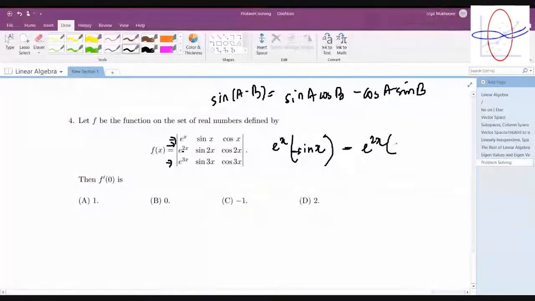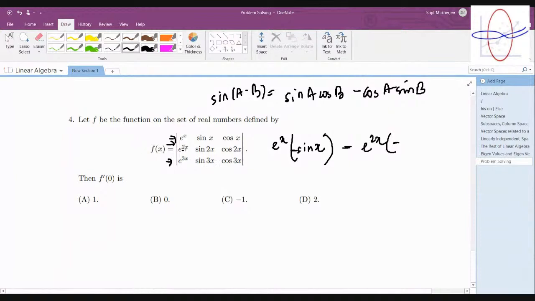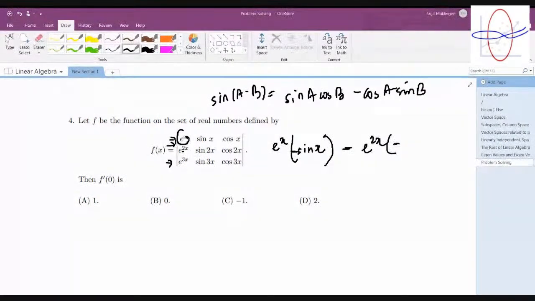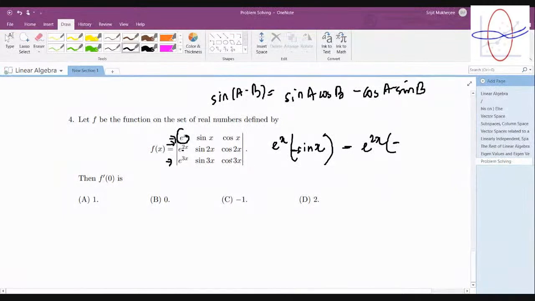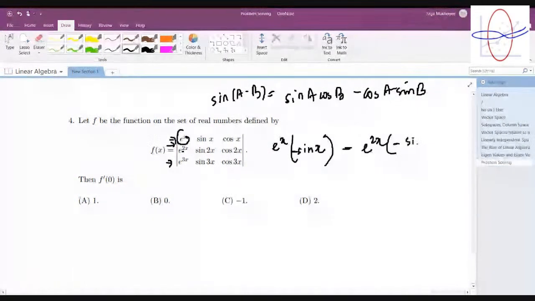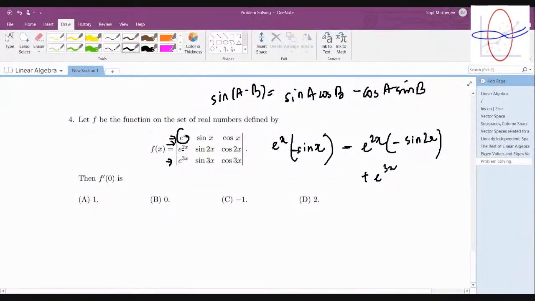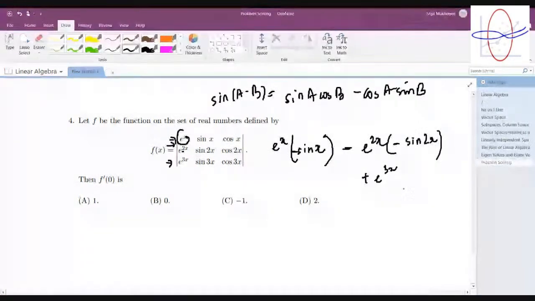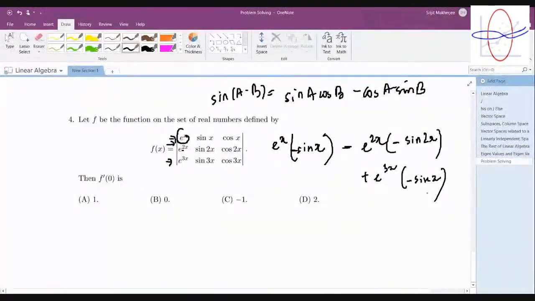Sin x cos 3x. Am I doing correctly? So I'm doing e to the power x into this minus this. I'm taking this times this. Okay, so minus e to the power 2x into sin x cos 3x minus sin 3x cos x. That is minus sin 2x. Okay, lovely. And plus e to the power 3x into sin x cos 2x. That is minus sin x again. Okay, that makes a lot of sense.